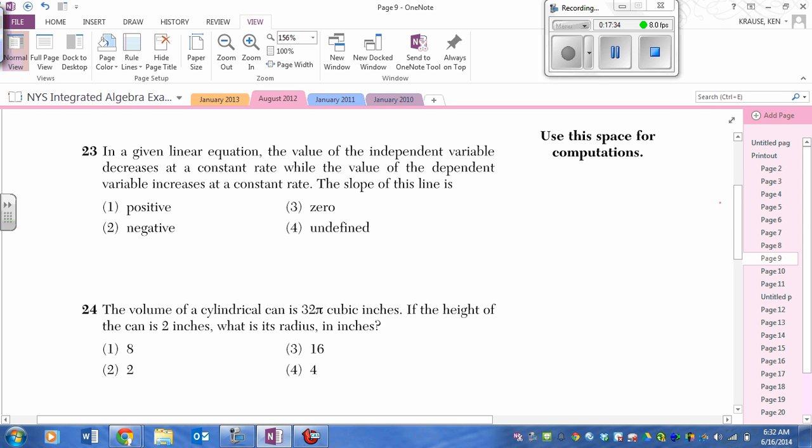Given a linear equation, the value of the independent variable decreases at a constant rate while the value of the dependent variable increases at a constant rate. Alright kids, gotta go through a few vocabulary words. This was a zinger, I guess, according to the question. So given a linear equation, I mean it's going to be a line. The independent variables are the x values. These are independent.